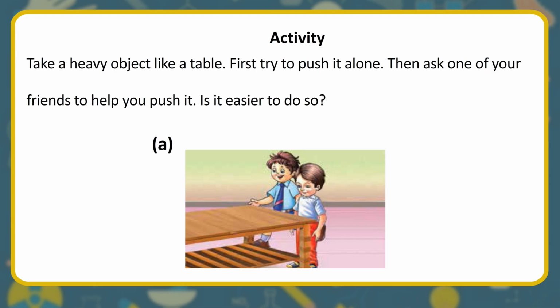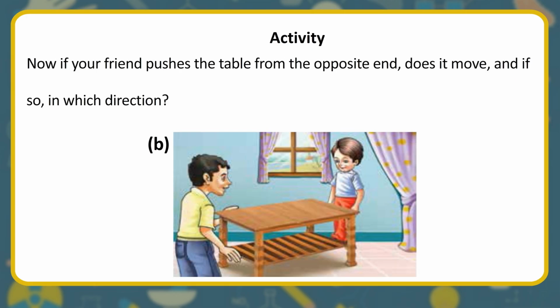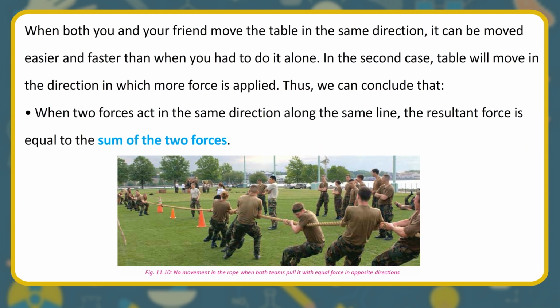Activity. Take a heavy object like a table. First try to push it alone. Then ask one of your friends to help you push it. Is it easier to do so? Now if your friend pushes the table from the opposite end, does it move? And if so, in which direction? When both you and your friend move the table in the same direction, it can be moved easier and faster than when you had to do it alone. In the second case, the table will move in the direction in which more force is applied.